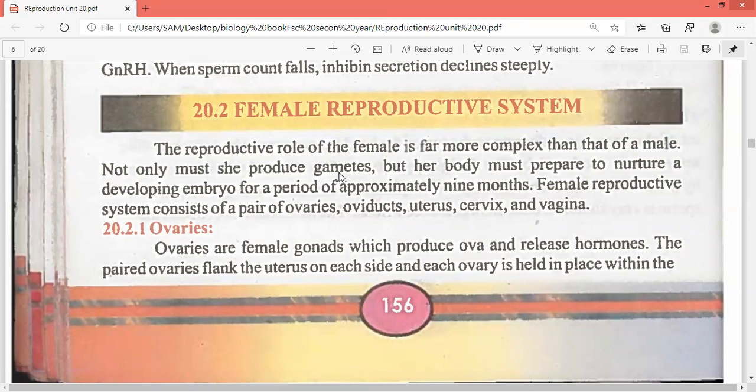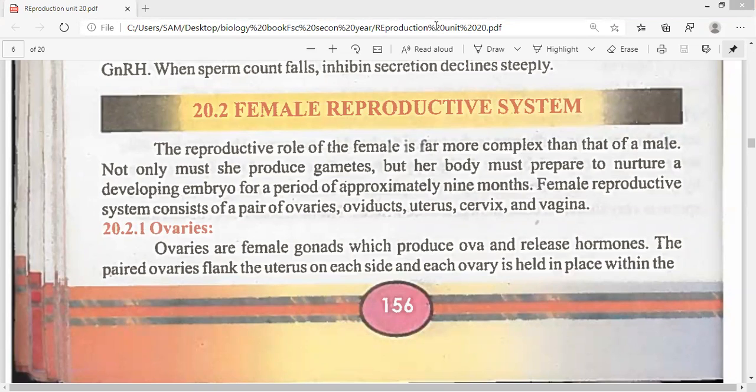The reproductive role of female is far more complex, we are more complex than that of a male. Not only must she produce gametes, but her body must prepare to nourish a developing embryo. So the responsibility is on the shoulder of the female कि आपने क्या करना है, 9 months you have to nourish the developing embryo. Female reproductive system consists of a pair of ovaries, oviduct, uterus, cervix and vagina.